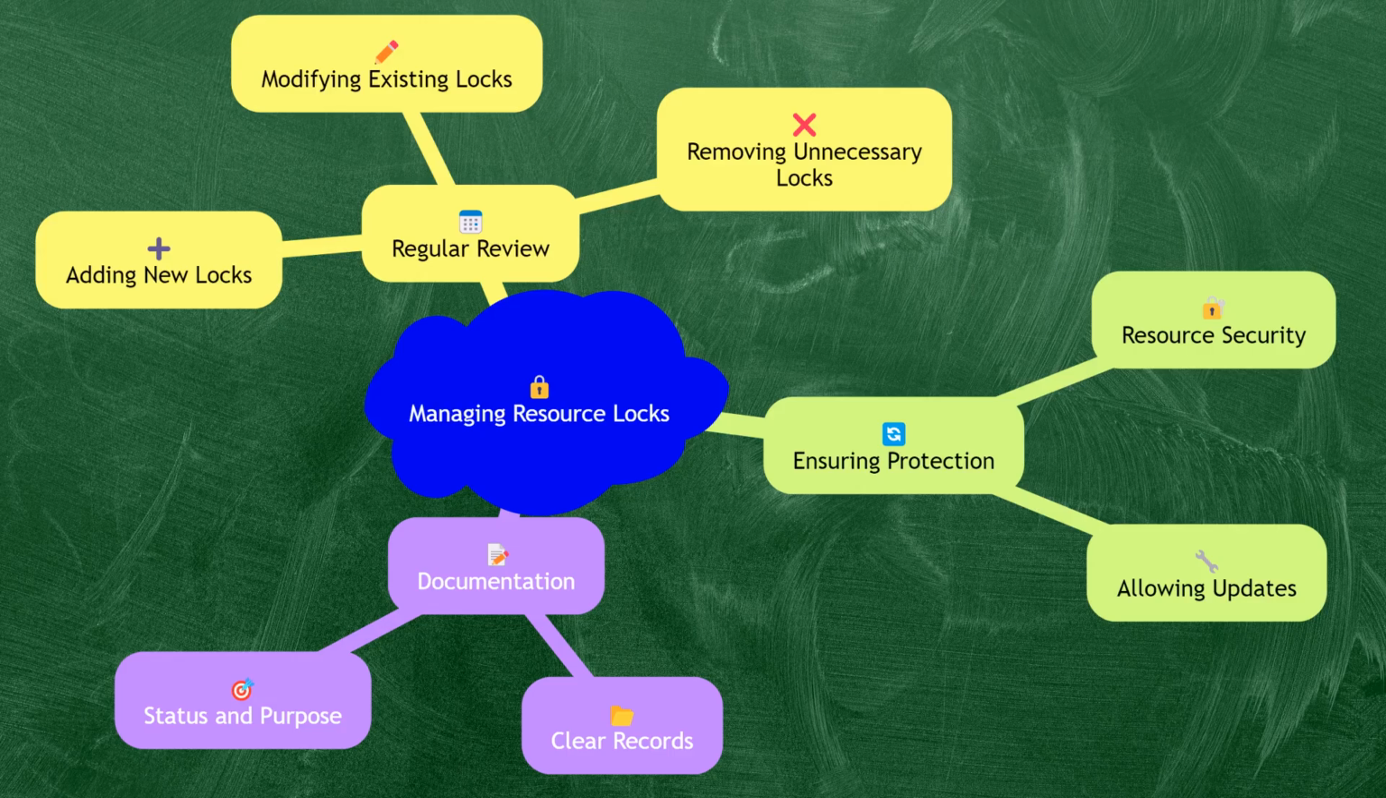Managing resource locks involves regularly reviewing and updating them as needed. This includes adding new locks, modifying existing ones, or removing locks that are no longer necessary. Regular management ensures that your resources remain protected while allowing for necessary updates and changes. It's also important to document any changes to resource locks to maintain a clear record of their status and purpose.